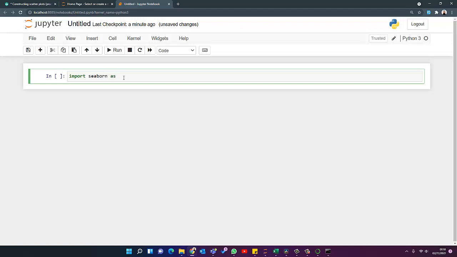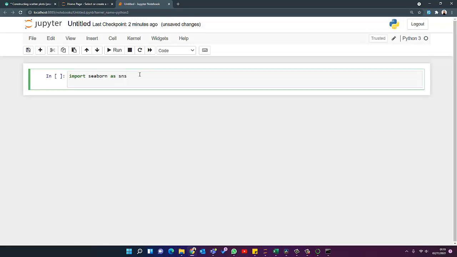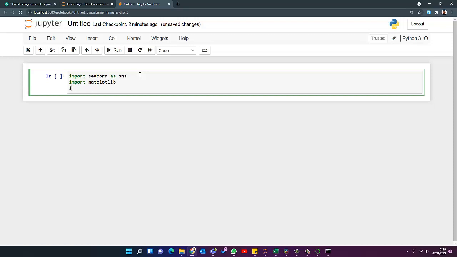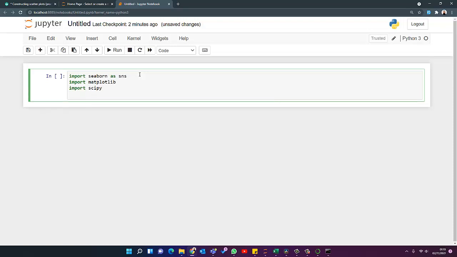Seaborn as sns. This is standard in data science. There are some other libraries we also need to import. Those are import matplotlib. I will speed up the process here so that we can move on.